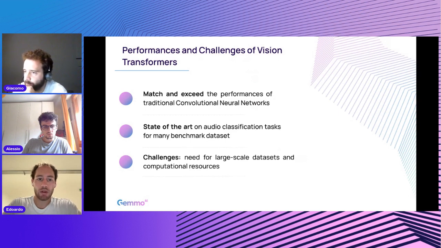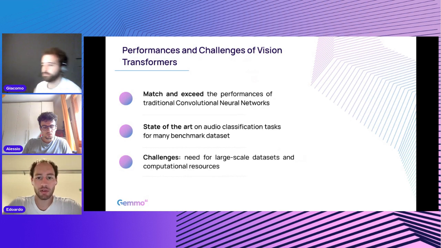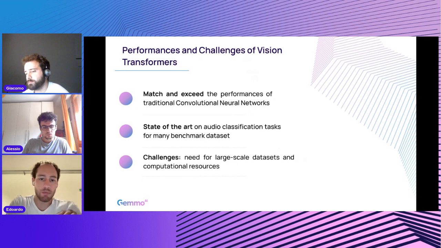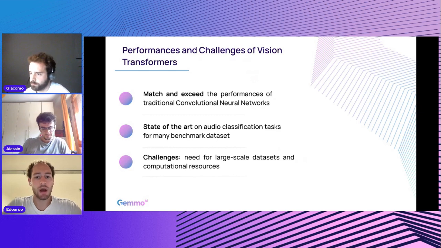So another question is how well vision transformers perform. They match and also exceed the performance of traditional convolutional neural networks in many benchmark datasets, including one of the most famous, ImageNet. Regarding the field of audio classification, that as we said before, are images, the vision transformers are the state of the art in almost every benchmark dataset of today.